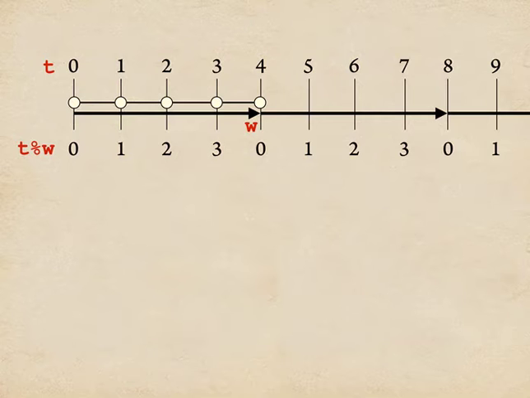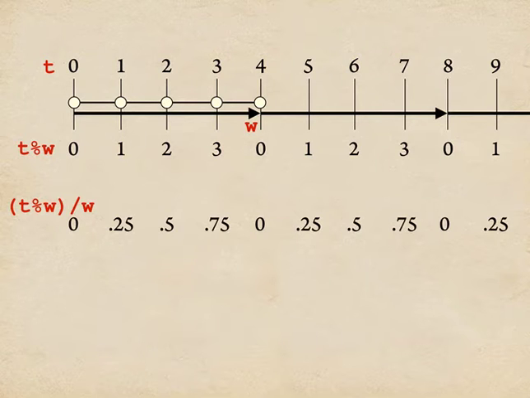And so now we have a repeating pattern of numbers, 0, 1, 2, 3, happening over and over again. This is the heart of making a repeating pattern, this little modulo thing. Now to make things a little easier to work with later on, I'm going to divide that number by w. This will give me a number between 0 and 1. So in this case, I'm going to divide all of those numbers, t mod w, by 4. So I'm going to get 0 quarters, 1 quarter, 2 quarters, 3 quarters, and then back to 0.